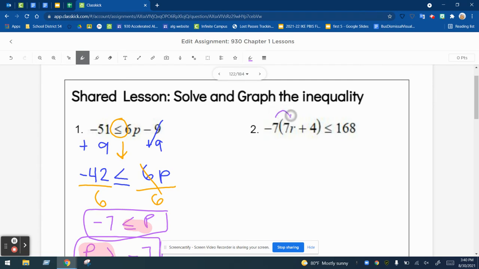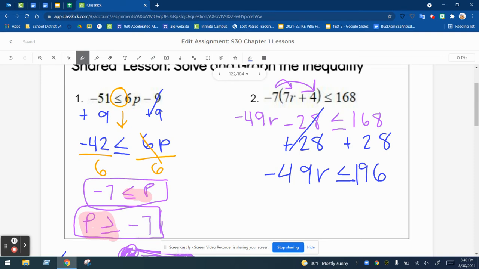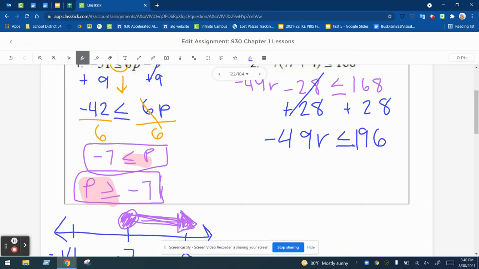Number 2, let's start with our distributive. So -7 times 7r will give us -49r, minus 28, and it's less than or equal to 168. Now that we've distributed, let's start solving. So let's go ahead and add 28 to both sides. We should get -49r is less than or equal to 196.